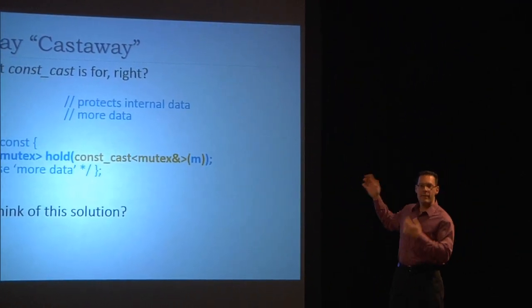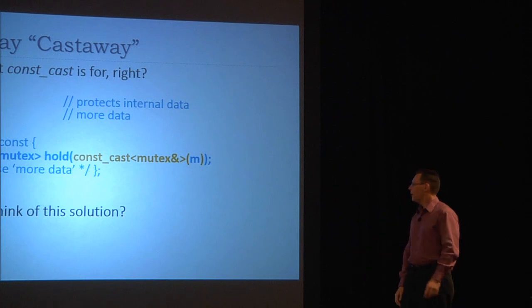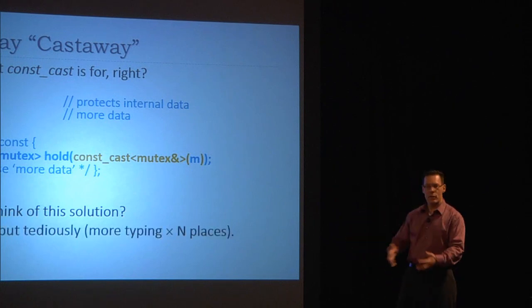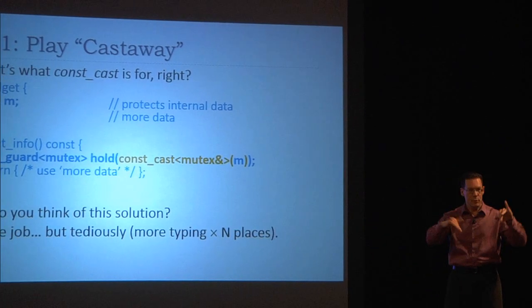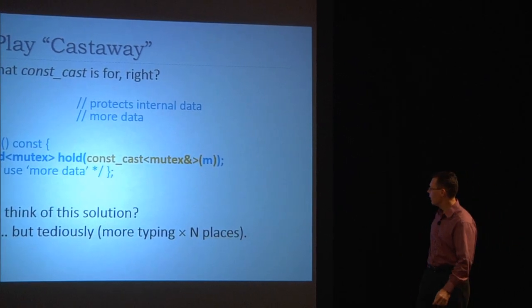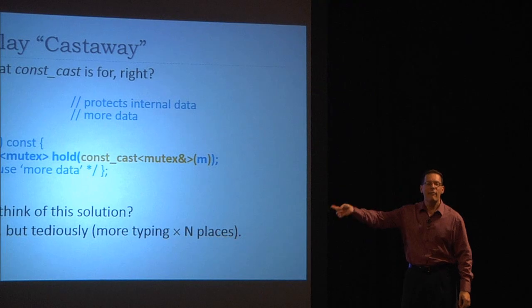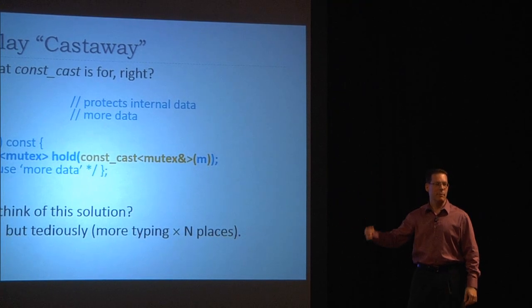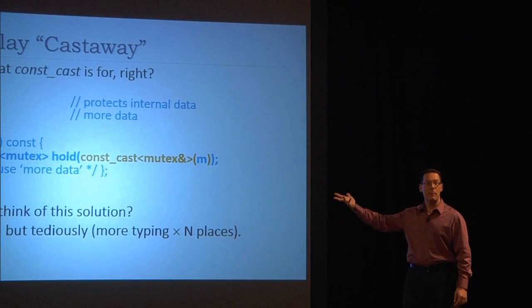So looking at this, this solves the problem, but yeah, it's tedious. It's more typing because I've got to write const cast mutex, and the shift key is involved several times. That always causes carpal tunnel. And I have to do it every single place the mutex is used inside a const member function, right?